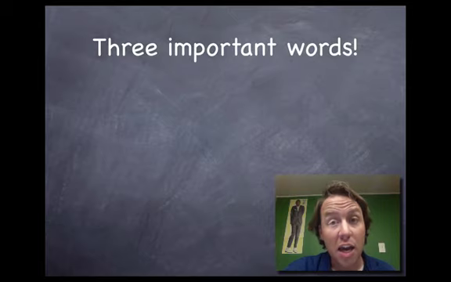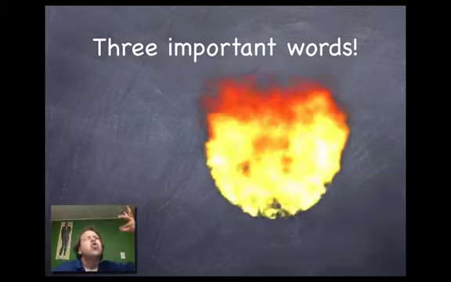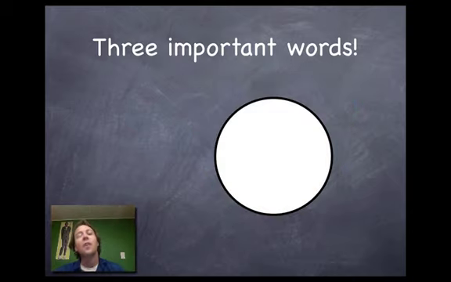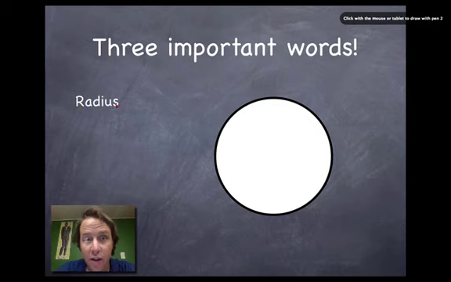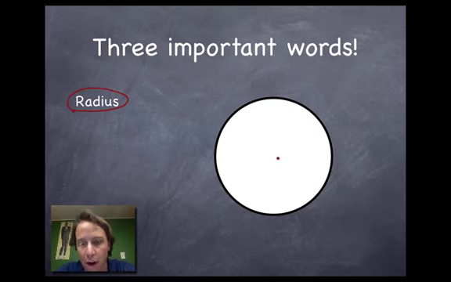There are 3 important words when we're talking about circles. First important word. Radius. Okay, check out that word right there. Radius. Go ahead and say it with me. Radius. Okay, I'm going to circle the word radius in red, and then I'm going to show you what a radius is in the circle.